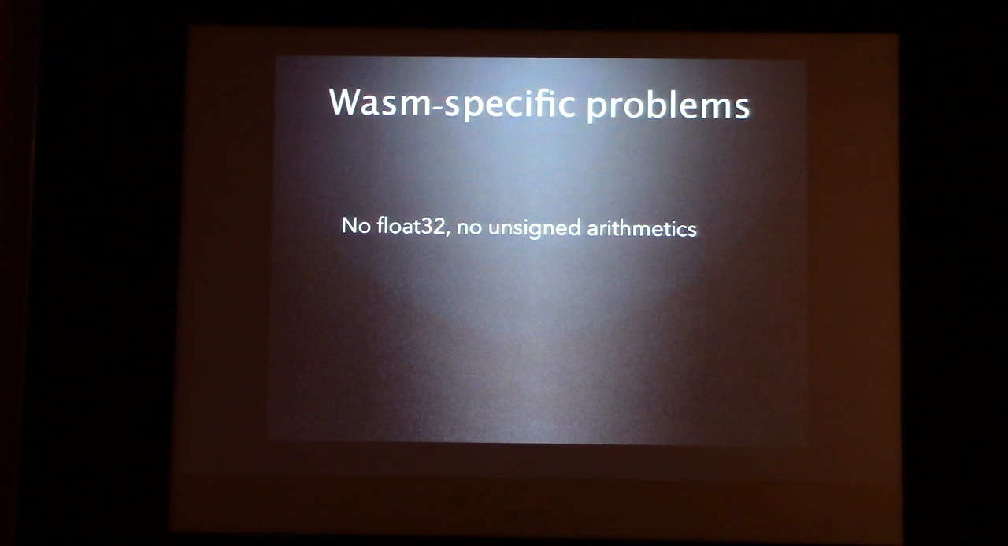Some Wasm-specific problems, of course, like there's no float 32, there are no unsigned semantics built in. NaNs are, at least on some architectures that have x87, not stable, so they use x87 registers, and you can't actually turn that off. There's no compiler flag that prevents that, even on modern architectures where it should be completely unnecessary.